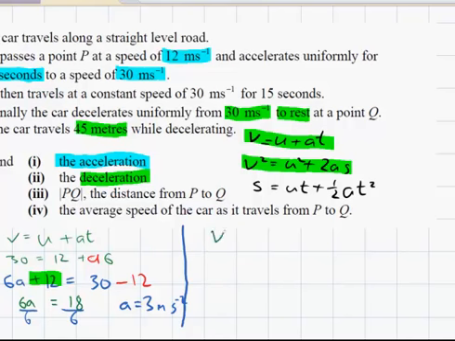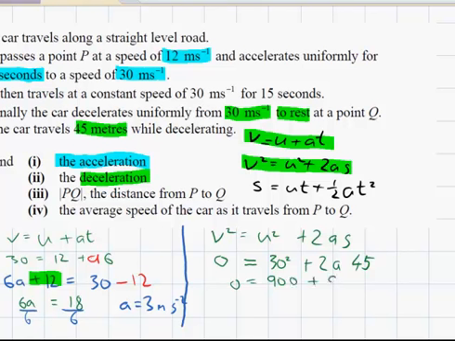So we have v squared is equal to u squared plus 2as. Again, a is what we're looking for. It'll turn out to be a negative sign because it's deceleration. v is the final velocity, which is 0, is equal to u squared, which is 30 squared, plus 2as, with s being 45. So 30 squared would be 900, so 0 is equal to 900 plus 90a.